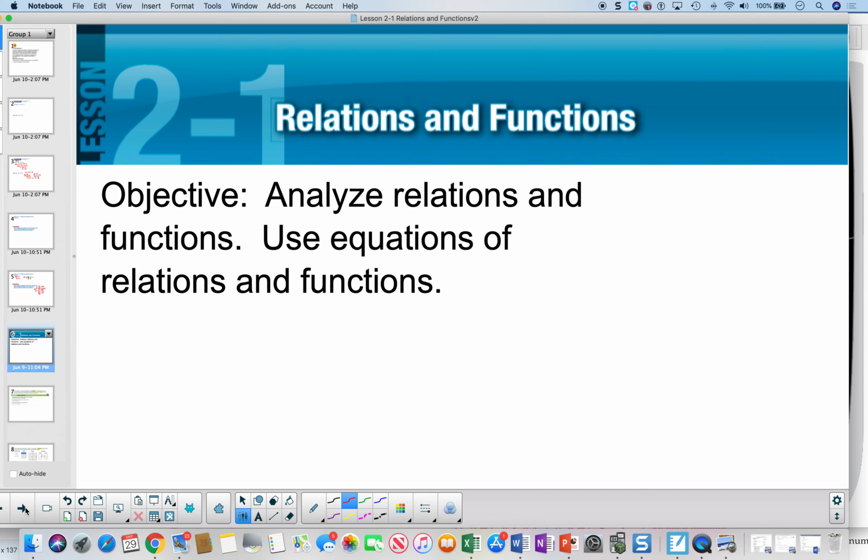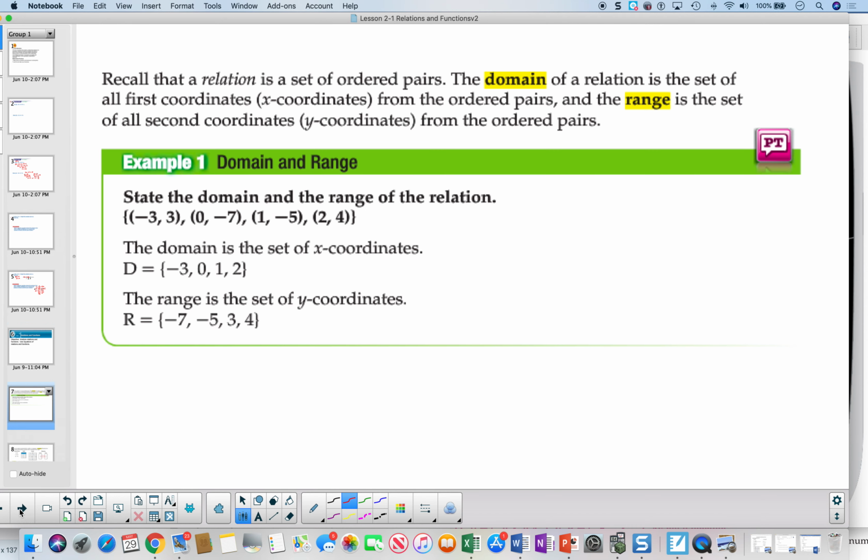2-1, relations and functions. Objective: analyze relations of functions, use equations of relations and functions. Let's take a look at a relation. It's a set of ordered pairs. The domain of a relation is the set of the first coordinates, the x coordinates, and the range is the set of the second coordinates, which are called the y coordinates. So the domain can be written out this way. It's all the x coordinates here, and the range is all the y coordinates.